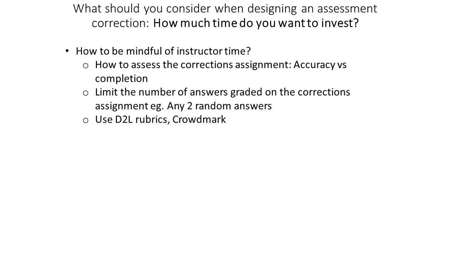The other thing that you could do, and we've done this in the past, is limit the number of answers graded. So I will grade at random any 2 answers, and you don't get to complain because, again, this is a privilege. And then if those 2 that I graded were wrong, well, sucks to be you, I guess.